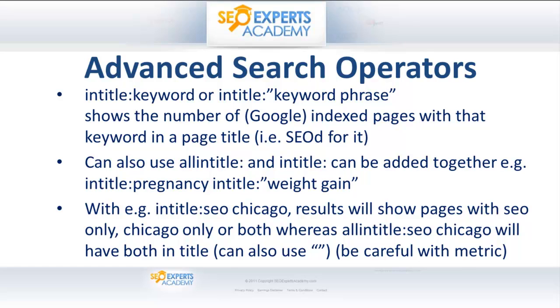So for example, if we're doing in title SEO Chicago, results will show pages with SEO only, Chicago only, or both, whereas all in title SEO Chicago will have both in the title. You can also use your inverted commas, but as I say, be quite careful with this metric, and I do view this as quite an outdated and misleading form of keyword research for the reasons that I've indicated.